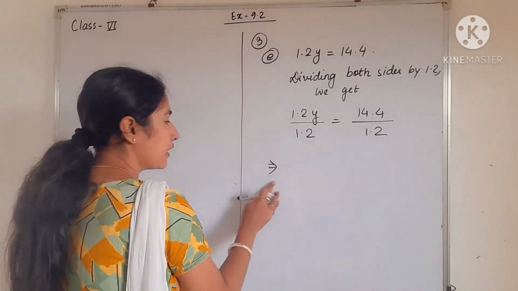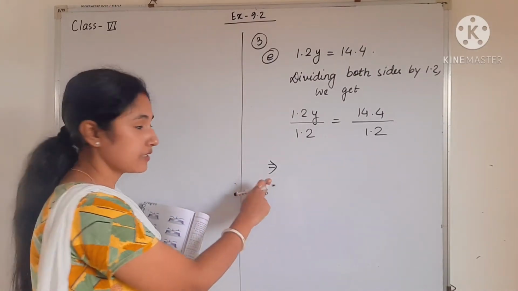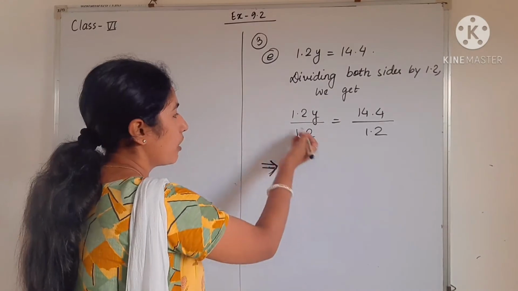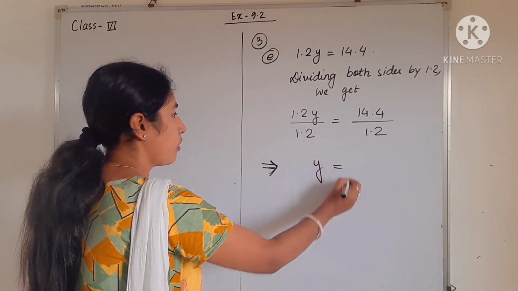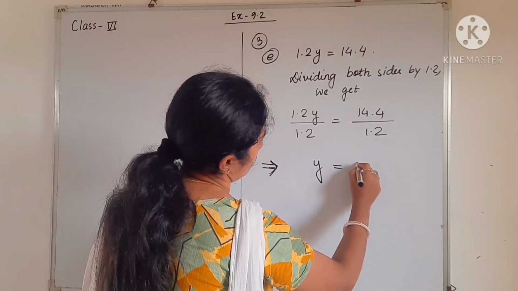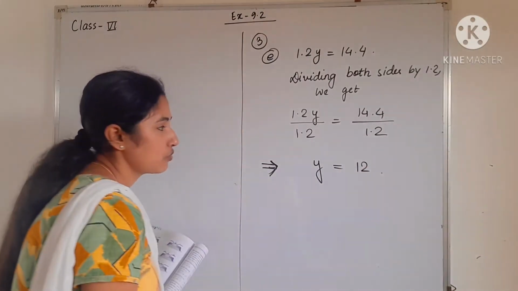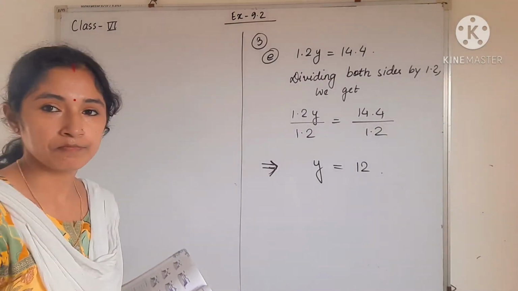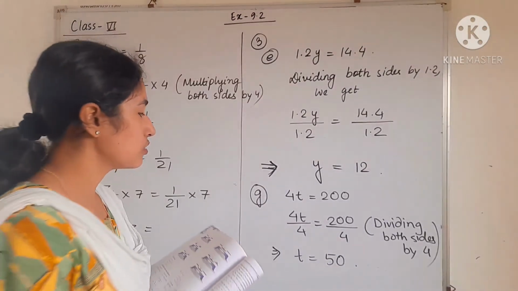So before writing an equation you have to write the implies symbol. Okay, so this symbol you have to write. So implies that 1.2 will get cancelled, you will get y, and after simplifying this you will get 12. Okay, so 12 is the value of the unknown.